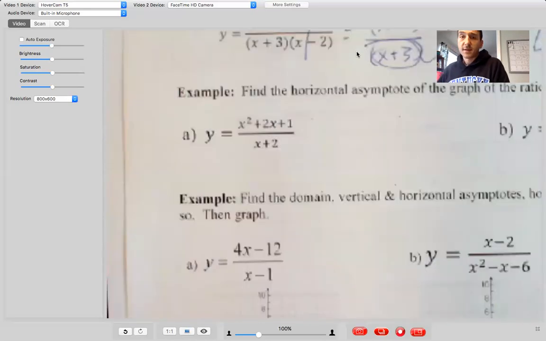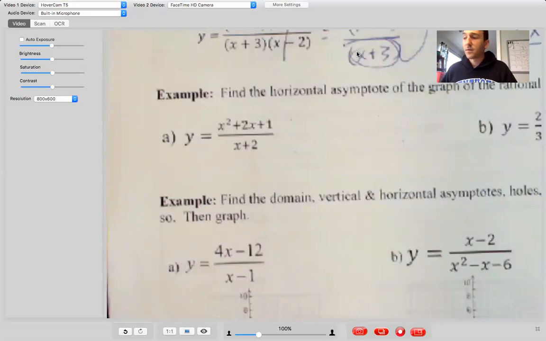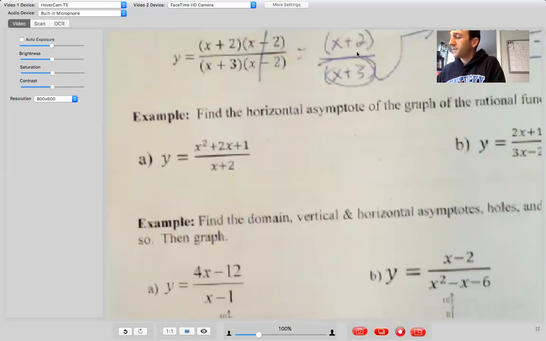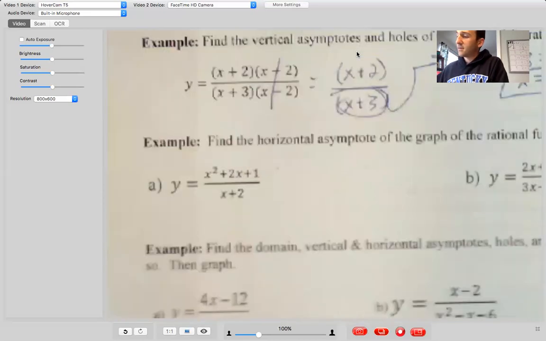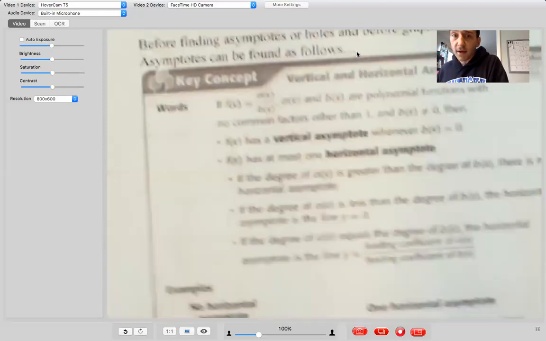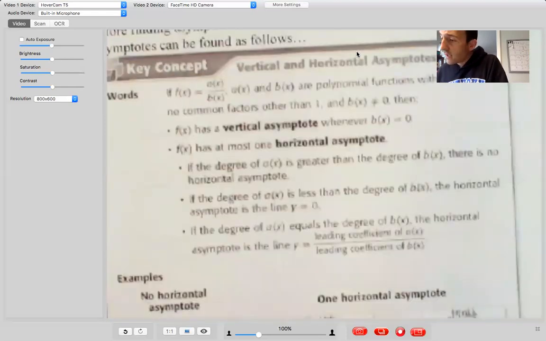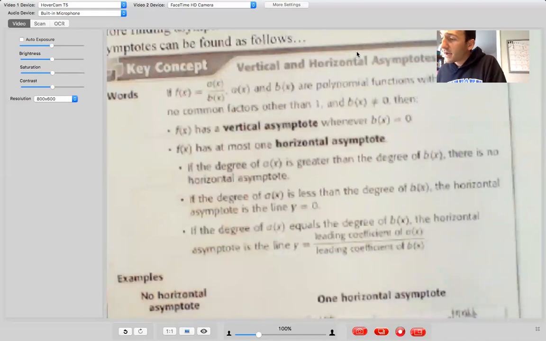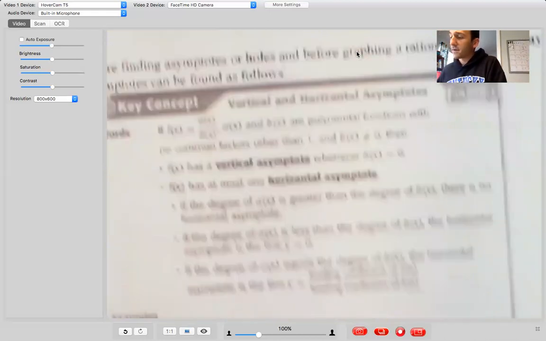Okay, and then our next example focuses more on the horizontal asymptote of the graph of the rational function. So this is a little bit more involved, and it has to do with, well, let's just look at the other page. So they all start with the degree of the numerator compared to the degree of the denominator. So we basically compare the degree of the numerator to the degree of the denominator first.